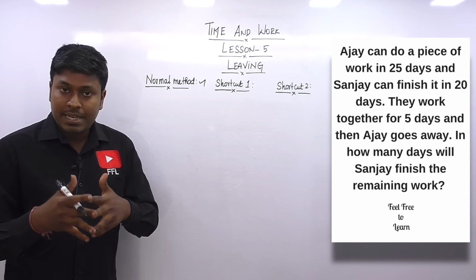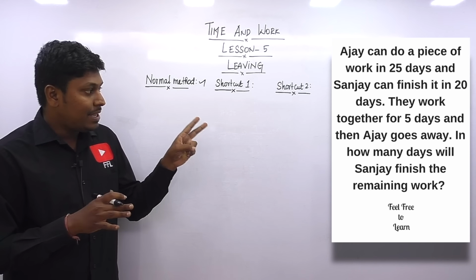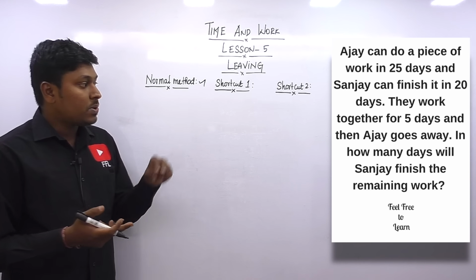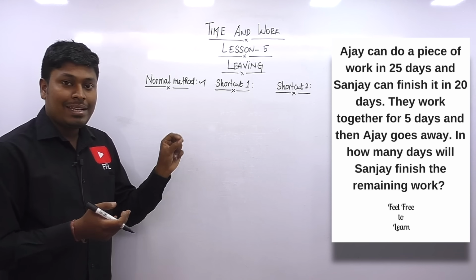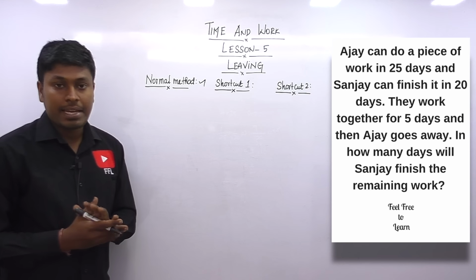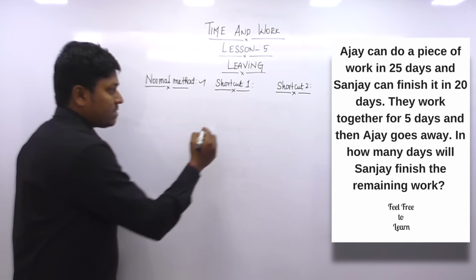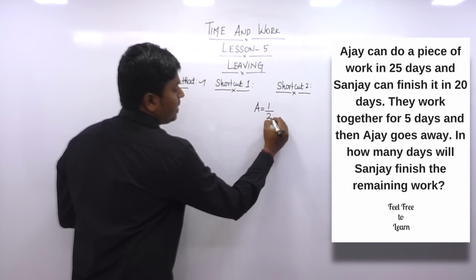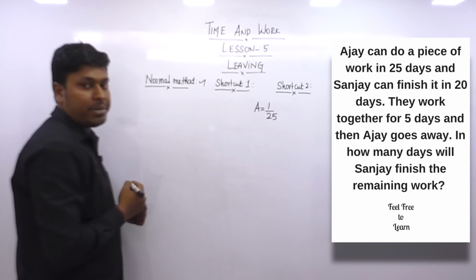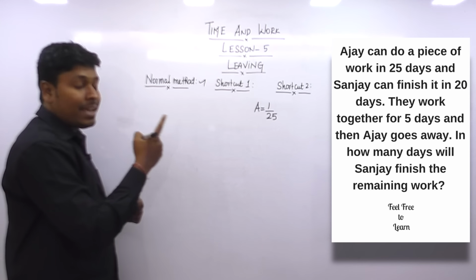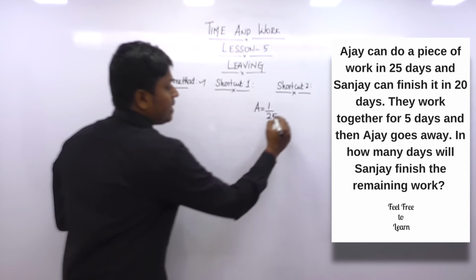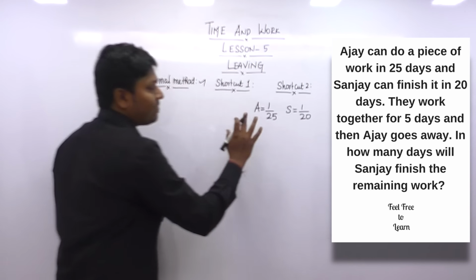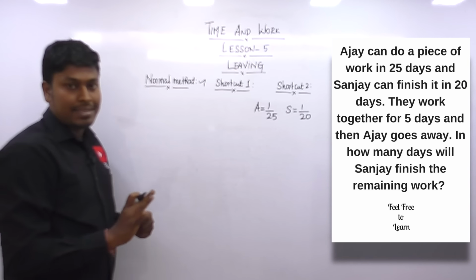Now both of them started working for 5 days. They work for 5 days and then Ajay goes out. So our target is to find in how many days Sanjay alone will finish the remaining work. First of all, Ajay can complete the work in 25 days, so A equals 1 by 25. Sanjay alone can finish it in 20 days, so Sanjay's work will be 1 by 20. I have taken A as Ajay and S as Sanjay.